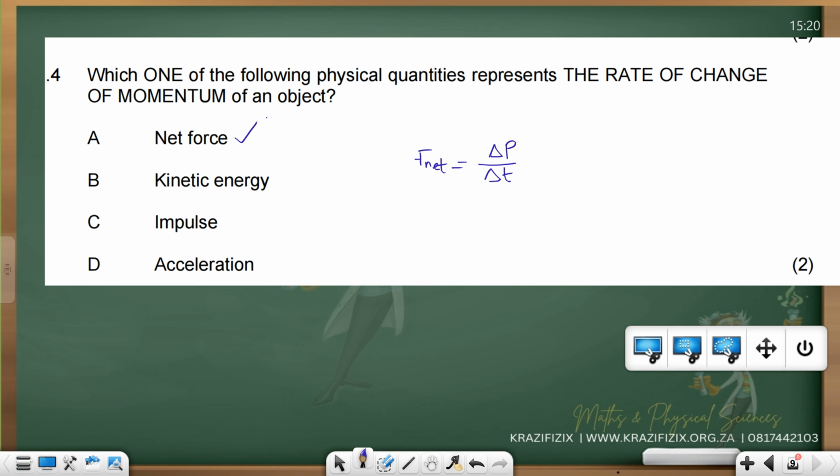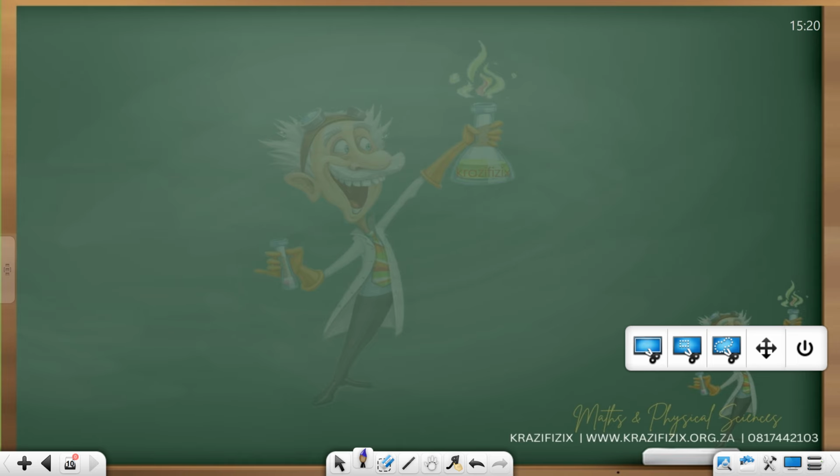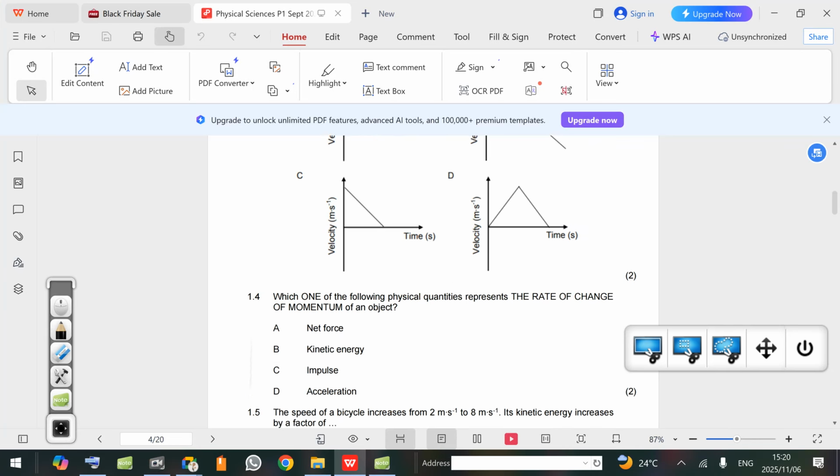Can we define Newton's second law in terms of momentum? Can you change this thing into words for me? Change what you are seeing. Just change it into words. Let's go. Now, the net force is equal to the rate of change of momentum. That's Newton's second law in terms of momentum. We're done. So please, when you see questions like this, change it into a formula, and then we answer.